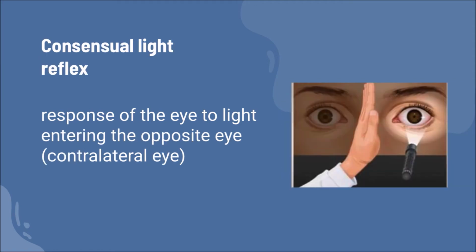On the other hand, consensual light reflex is pupillary response of the eye to light entering the opposite eye or the contralateral eye. Left consensual light reflex is the response of the left eye to light entering the right eye, so it's the opposite. And right consensual light reflex is the response of the right eye to light entering the left eye, so it's opposite.